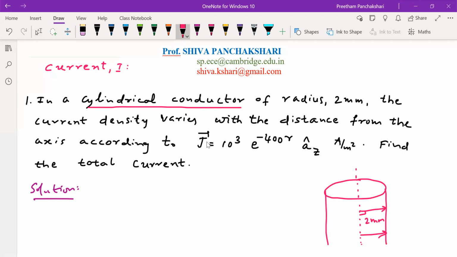So the current density, which starts from the axis, decreases exponentially towards the surface of the cylinder. The direction of the current density is a_z, that means current flows in the Z direction. But the value of the density varies with respect to radial distance. So this information is given. Here r is taken as the radius.